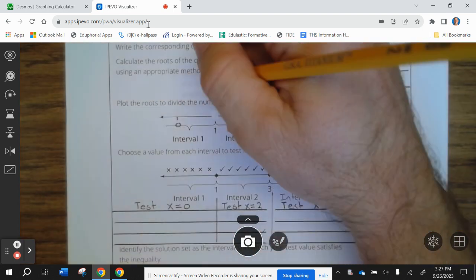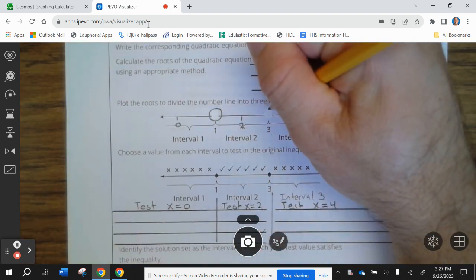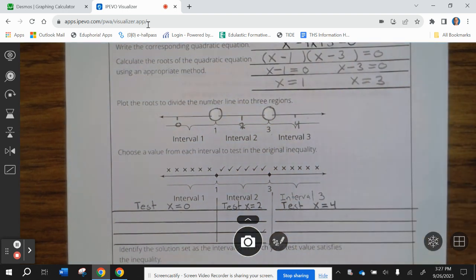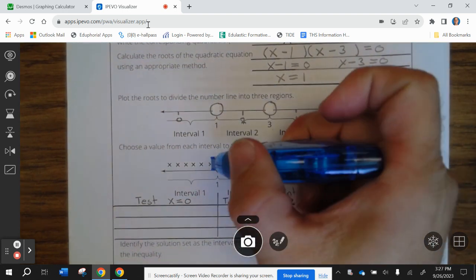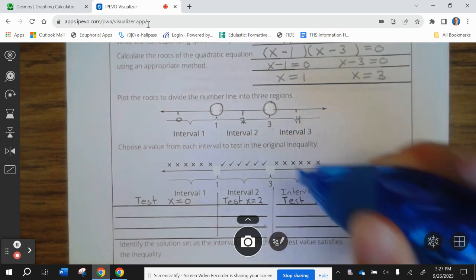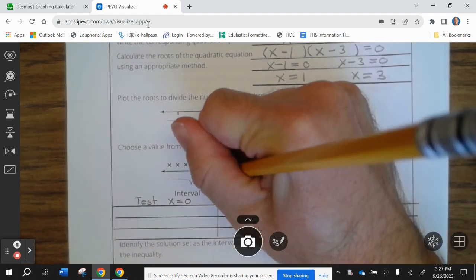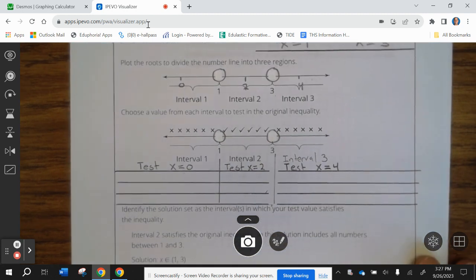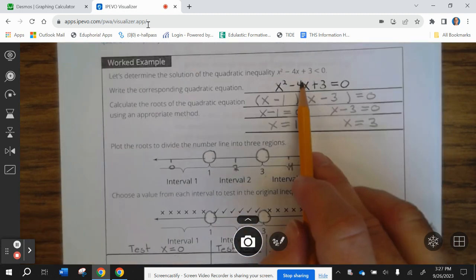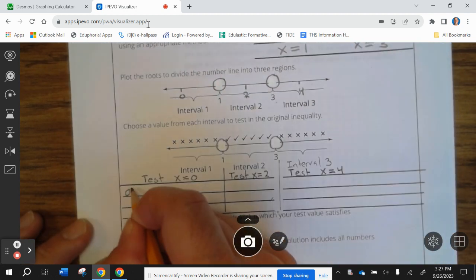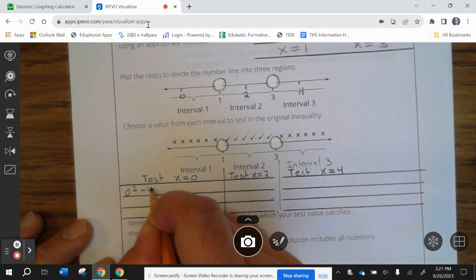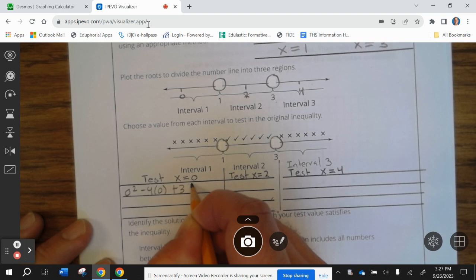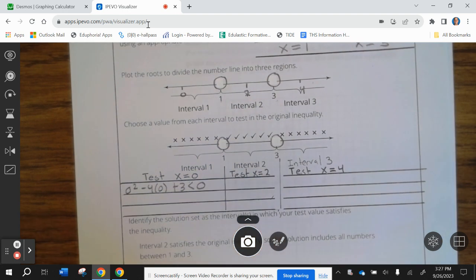So there should be an open circle at 1 and at 3. Okay, because there's no line underneath. Okay. So let me fix that here and here. Okay, so now we're going to plug 0 into this inequality. So that's 0 squared minus 4 times 0 plus 3 less than 0.